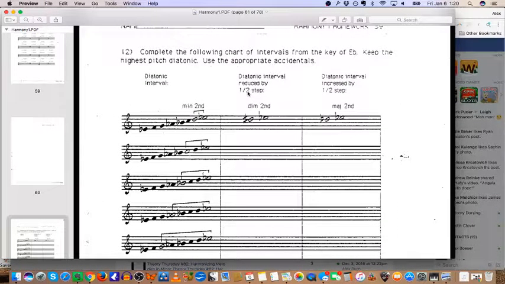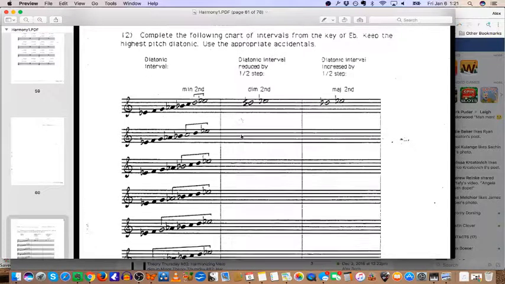by making it smaller by a half step in this column, and then making it larger by a half step. Okay, so here occurring naturally from D to E flat, we have a minor second in the E flat scale. If we make that interval smaller, it becomes a diminished second. Okay, if we make it larger, it becomes a major second.